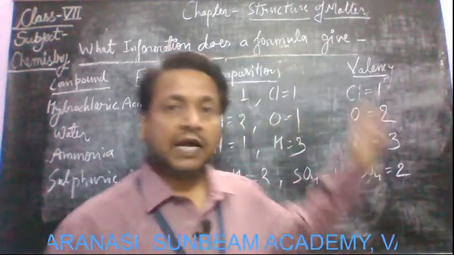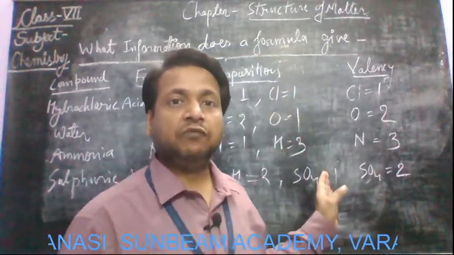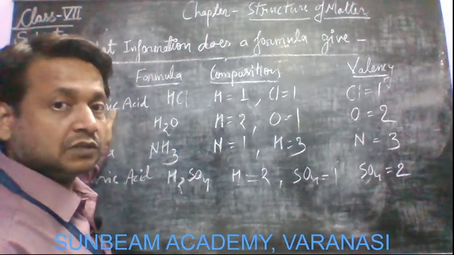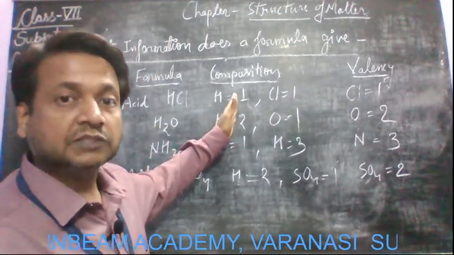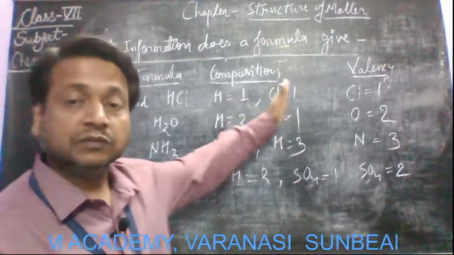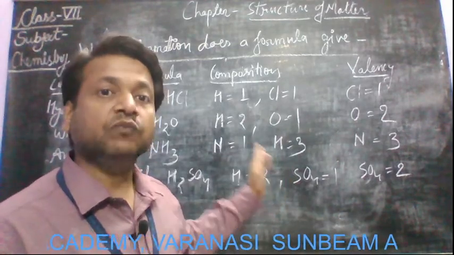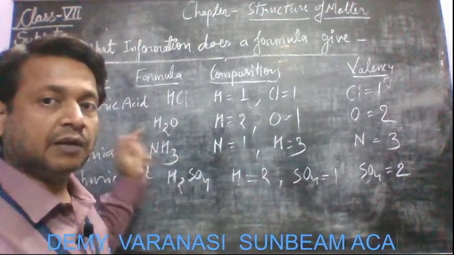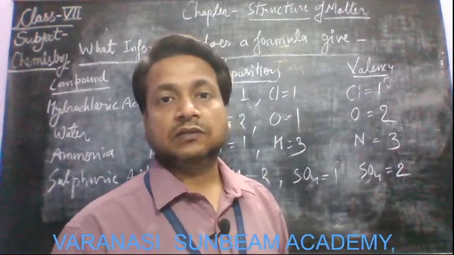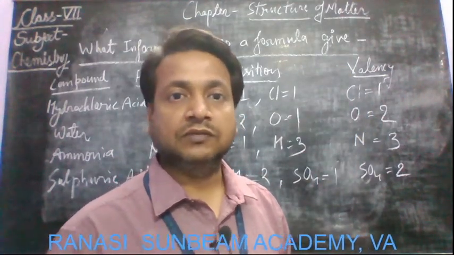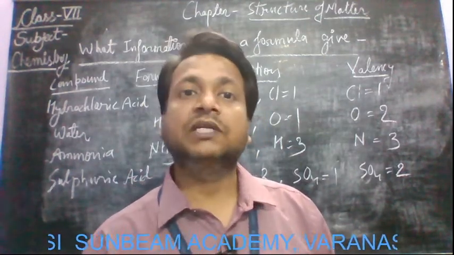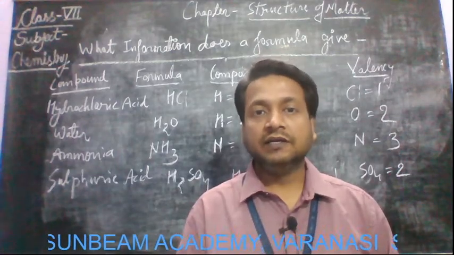So this chart is going to give us the complete information about the formula of compounds. It has the composition, meaning the different elements by which it is made up, and the number of those atoms present in one molecule of these compounds. And finally the valencies of these elements or compounds. Now children, our next topic is valency. Here we'll discuss the valency in detail.